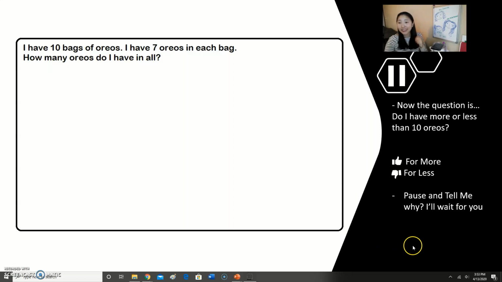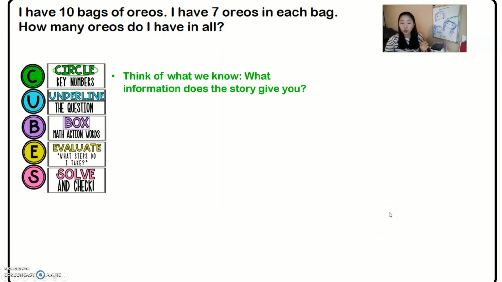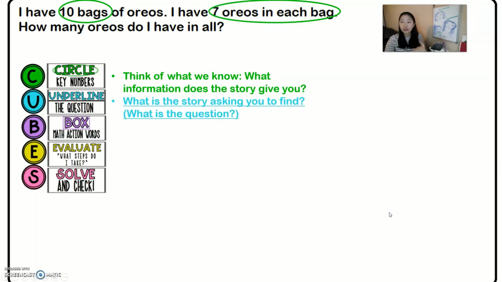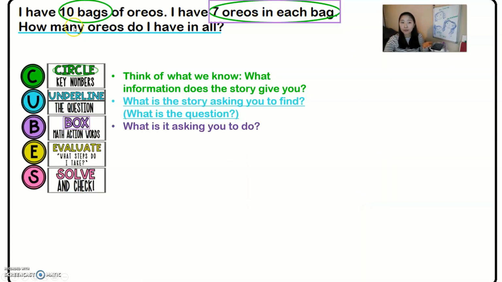Great job explaining. Now we need to go into a couple more details before you fully solve. So I'm going to go over the key points again with our cubes. You circled what the information was. It was the 10 bags of Oreos and then 7 Oreos in each bag. You underlined the question with me. It says, how many Oreos do I have in all? And you boxed the action words with me. 7 Oreos in each bag. Oop, and I also boxed bags of Oreos over here, which I didn't do in this slide.